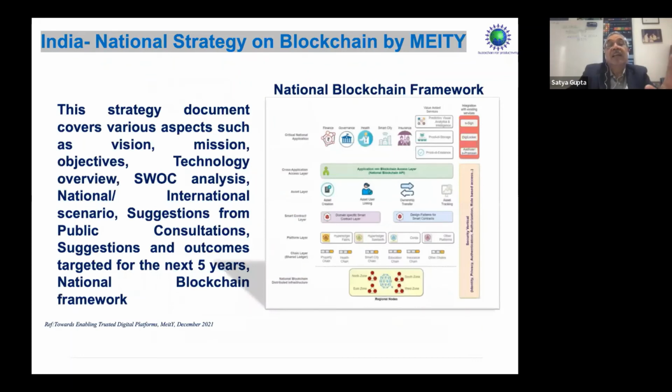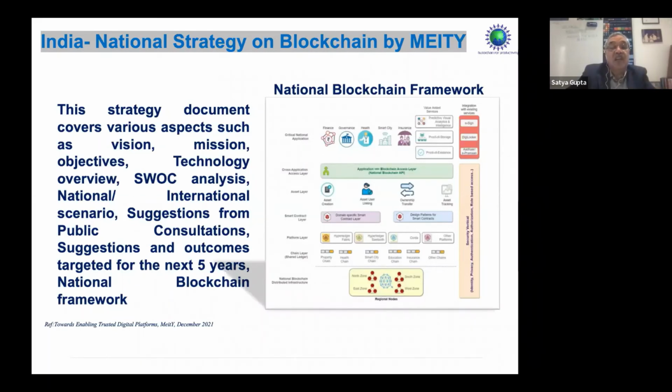It is moving. And in India, and I'll be stopping now, there is the national strategy on blockchain by MeitY, the Ministry of Electronics and IT. They have come out with a national blockchain framework. It is available on their website. This document covers various aspects such as vision, mission, objective, technology overview, and national and international scenario. It's a very comprehensive document available on the MeitY website, and that is our national blockchain framework. That means the government is also working on this.